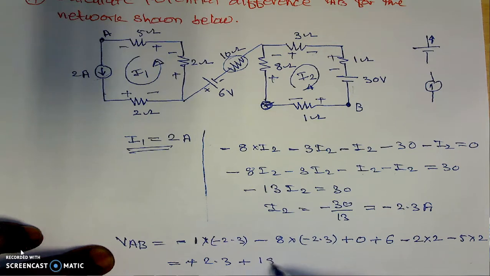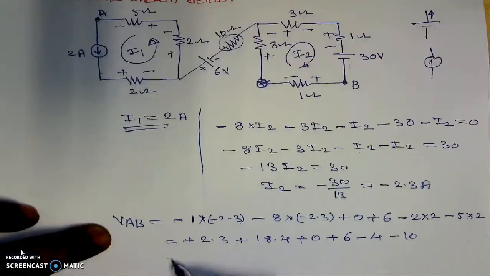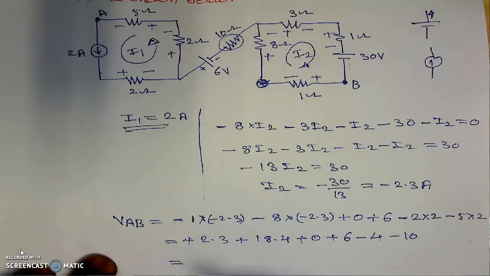This is plus 18.4 plus 0 plus 6, then minus 2 into 2, that is 4, then minus 5 into 2, that is 10. And if I calculate its value, it will be 2.3 plus 18.4 plus 6 minus 4 and minus 10. Here in this case its value is 12.7, the potential VAB for this particular case.